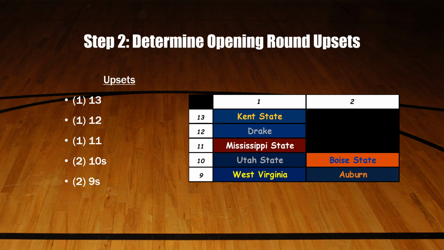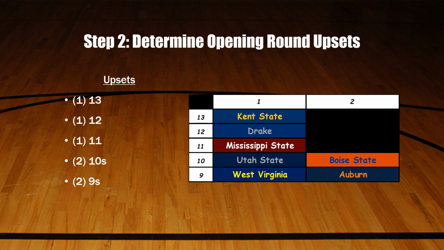So my 13 seed would be Kent State, as their differential was the closest in terms of all the 4 and 13 seed matchups, and will be knocking off Indiana. Moving down, my 12 seed upset will be Drake, as their differential was the closest in terms of all the 5 to 12 seed matchups, and will be knocking off Miami.